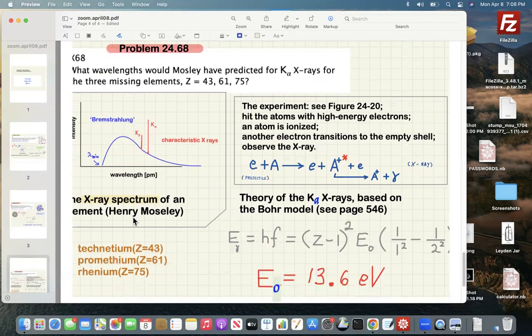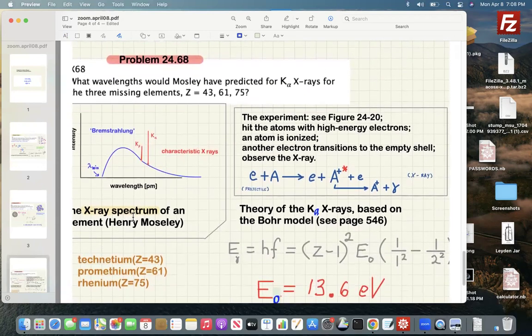Here's a more difficult problem having to do with X-ray production. So this is problem 68 in chapter 24. What wavelengths would Moseley have predicted for K alpha X-rays from the three missing elements, Z equal 43, 61, 75? You'll have to read the section on X-ray radiation. I think it's section 5. I'm not sure, but you'll have to read that.